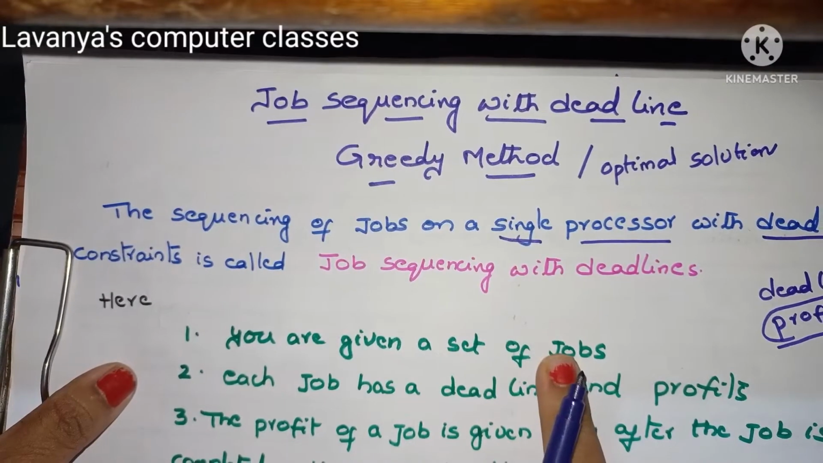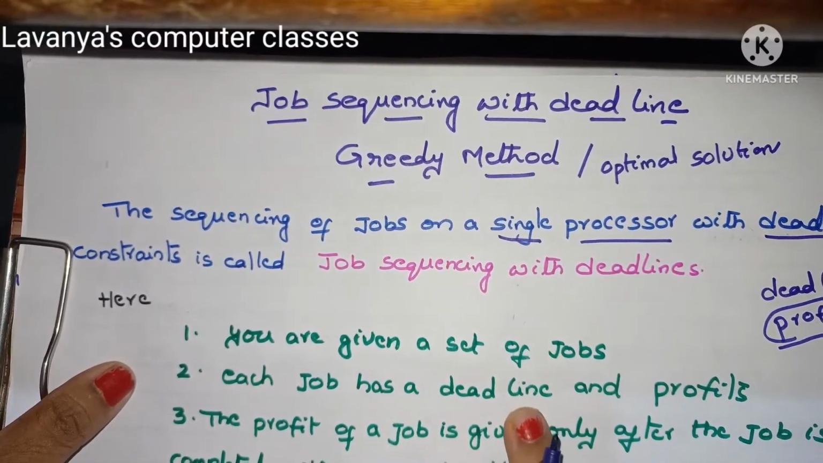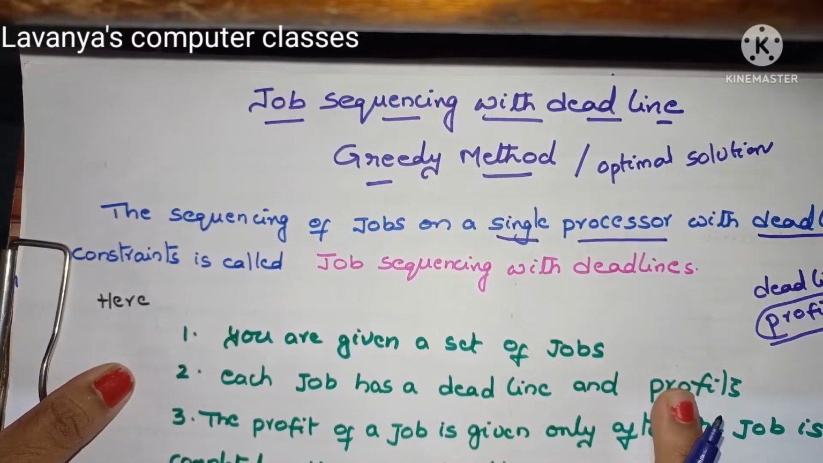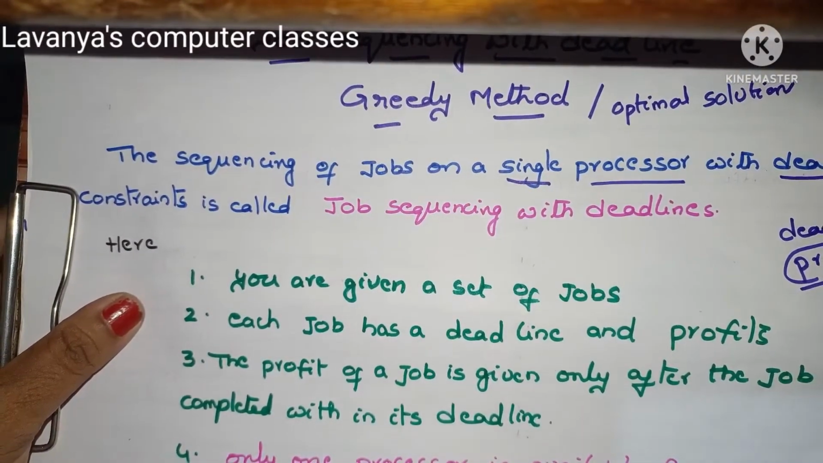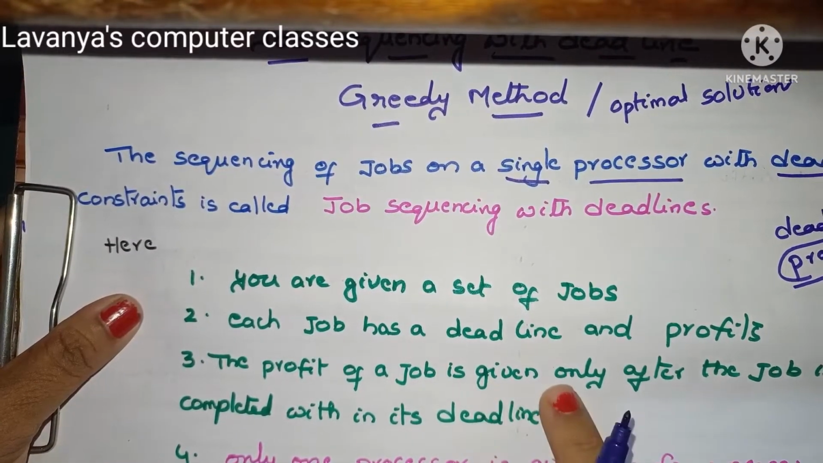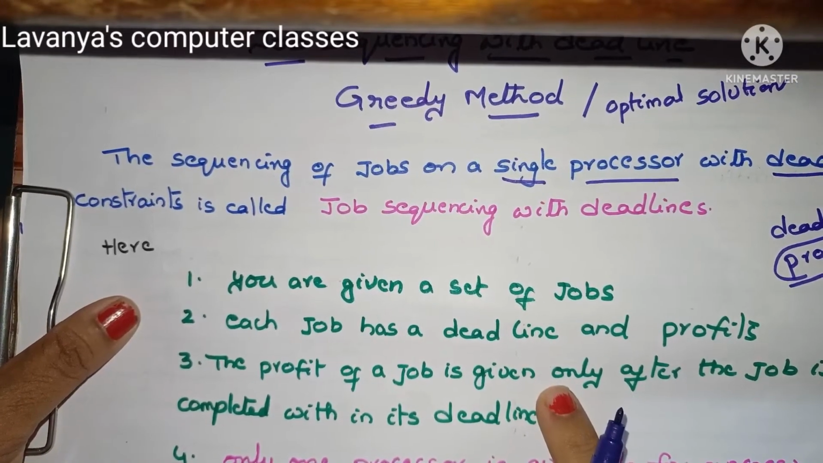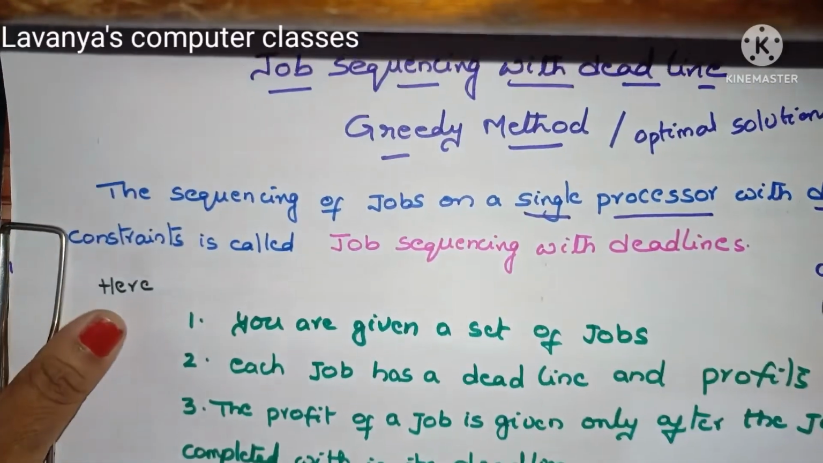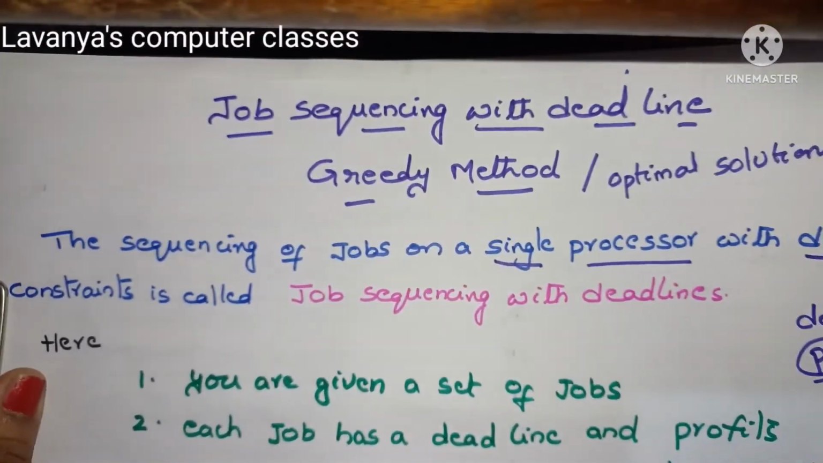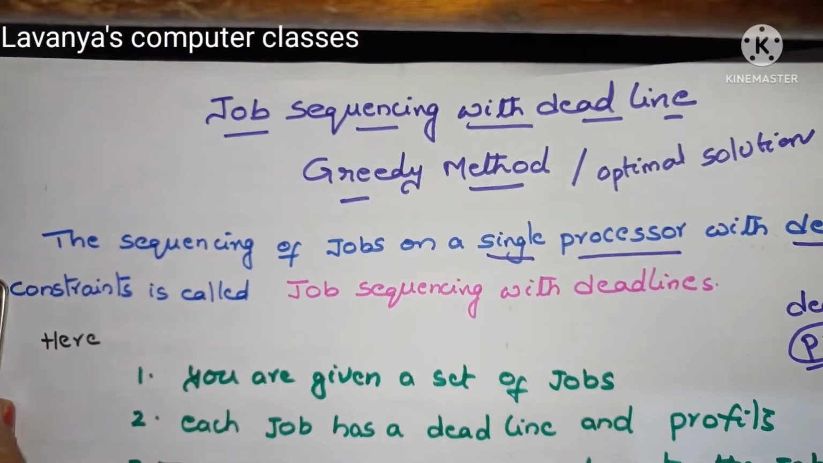They give a set of jobs. All the jobs have two parameters: one is the deadline and one is the profit. Only one processor is available. Using that one processor, complete some jobs within the deadlines while getting more profit. So this is the main idea of the greedy method, job sequencing with deadline.